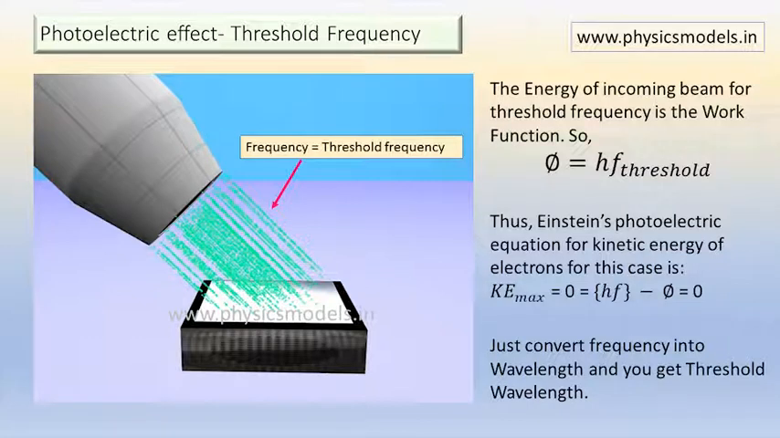Now the kinetic energy of those electrons is given by Einstein's equation, so kinetic energy should be zero, which meets here because h f threshold minus phi will be equal to zero.